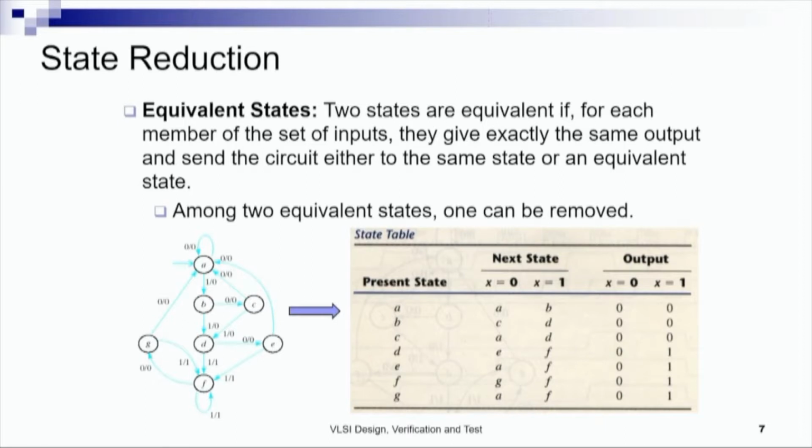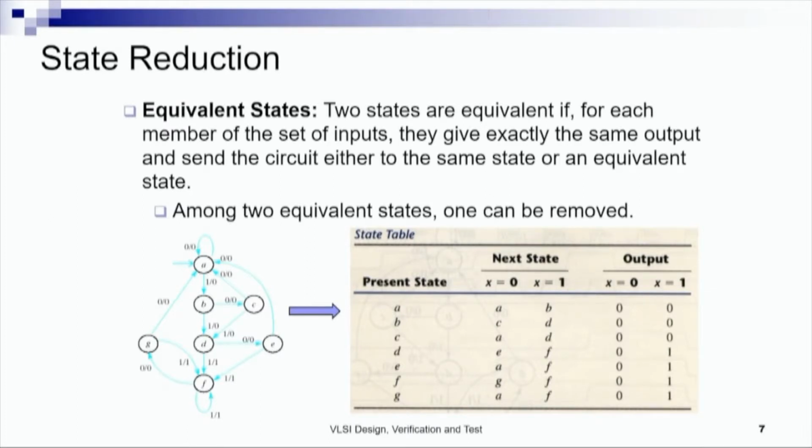Now, how do we do state reduction? We do state reduction by finding out equivalent states. 2 states are equivalent if for each member of the set of inputs they give exactly the same output and send the circuit either to the same state or an equivalent state.